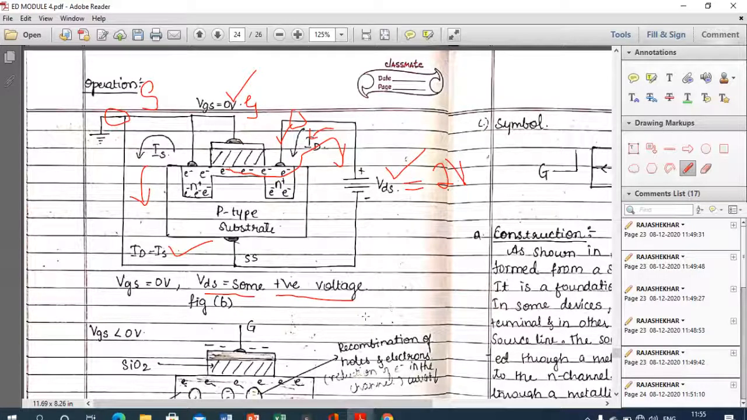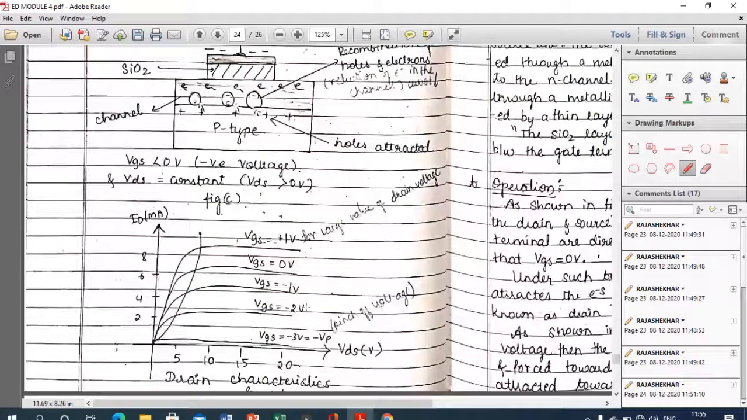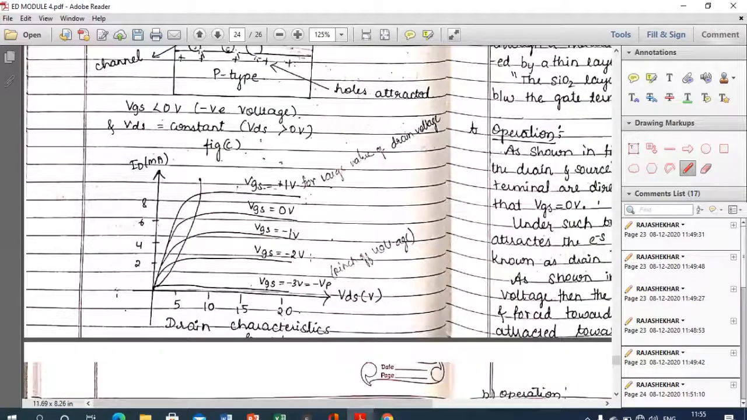So now we will check another condition. Like this, the drain current flows through the channel and therefore the drain current increases exponentially. Okay, that is shown here in these characteristics. Here this is the VDS voltage and this is the ID current. The ID current is measured in milliamperes and VDS is measured in volts.